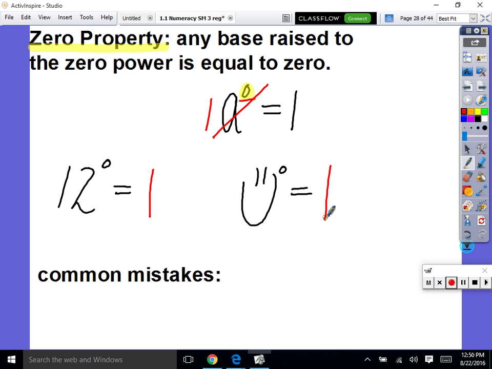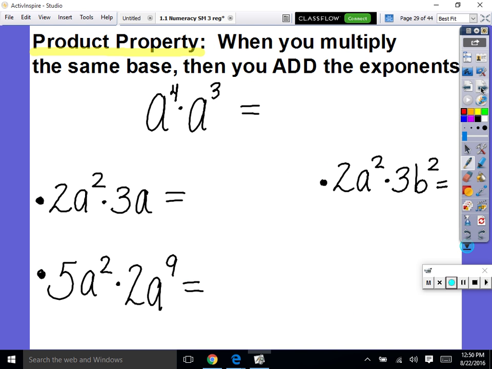Now let me tell you a common mistake. People say any base raised to the 0 power is 1, and they'll say, oh, so 1, making the exponent 1. That's wrong. It's the whole base that becomes 1. Do you guys understand the difference? Okay, sweet.